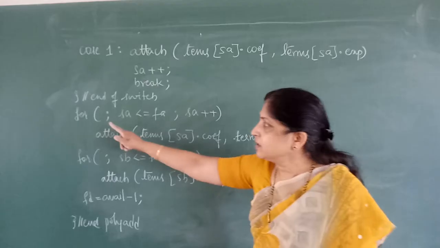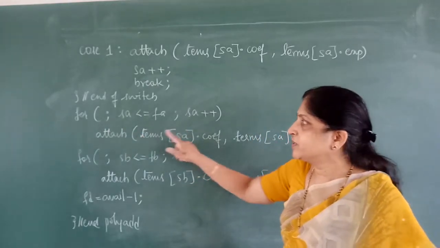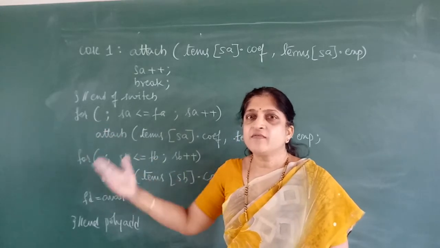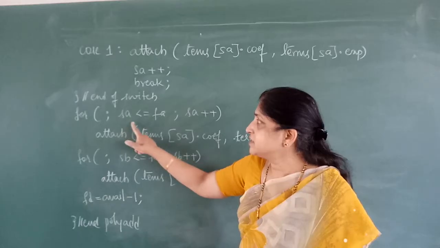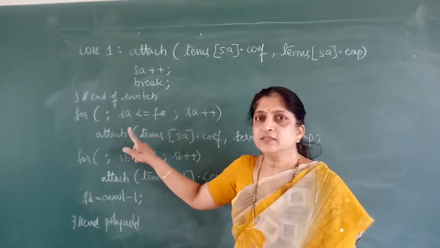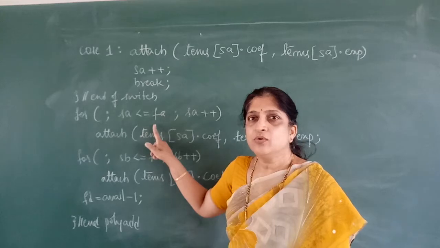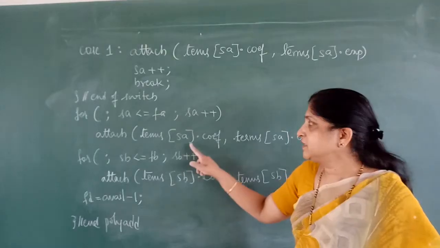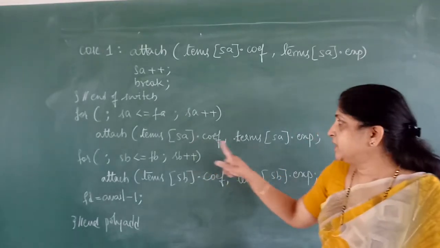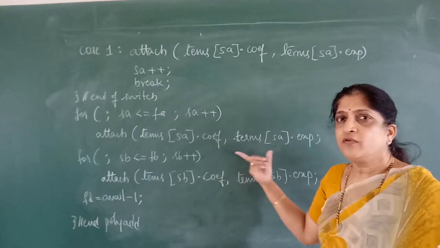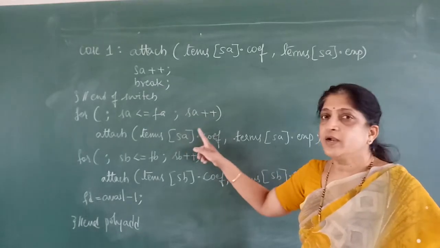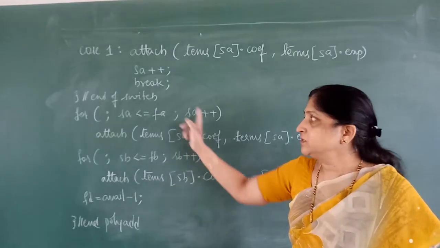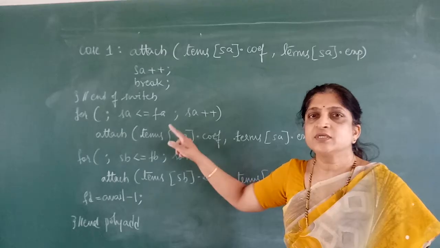We are writing a for loop for performing the same operation. For, we are not writing any initialization condition here because we already have a value for sa. Then if sa is less than or equal to fa, that is, start a is less than or equal to finish a, and this condition is true, call the attach function by passing the coefficient and the exponent of the a polynomial, that is, a term of polynomial a, and increment sa to the next term in polynomial a.